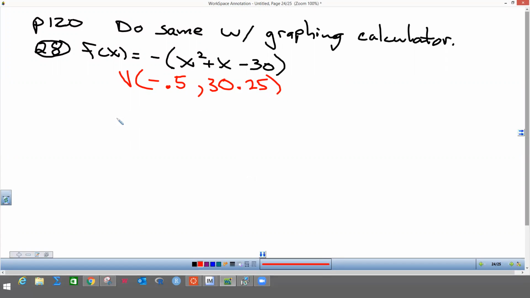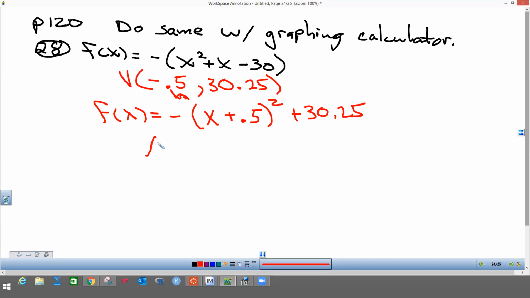So what I can now do is say that f of x is going to equal negative, because it's opening down and there's a negative there, so this stays negative, and then I'm going to have x. Now remember, this is my h right here. That's my h, so I have to change the sign to plus 0.5. Okay, and then I've got to put my square on there, and then this is my k, so I come out here and put plus 30.25.